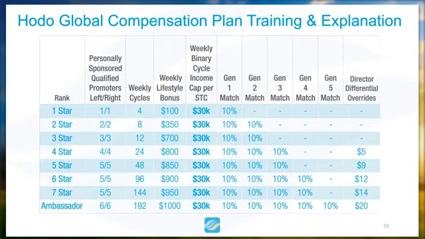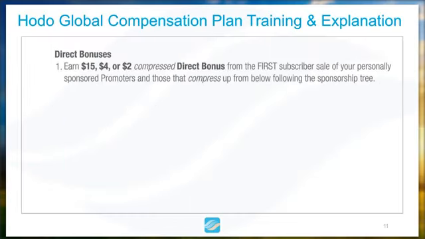And then we have this really cool thing we call differential overrides, and that should not say director, it should say four-star and above, because we just changed some titles this past week and haven't updated a couple of things here. I'm going to explain those differentials in a moment in another slide, okay?